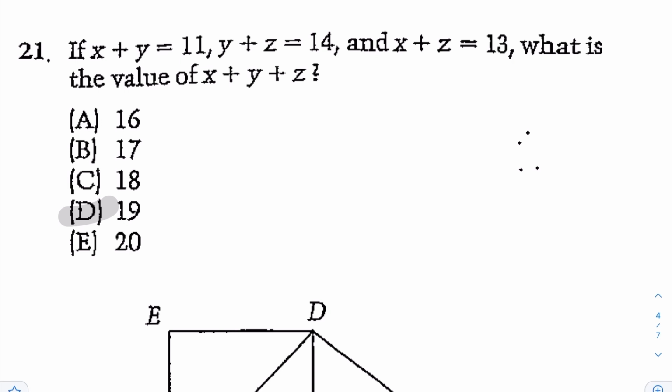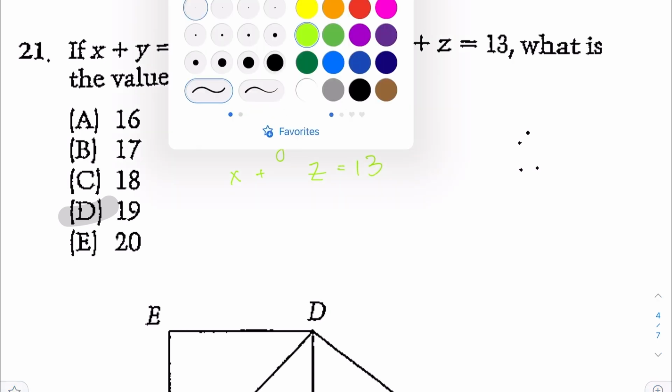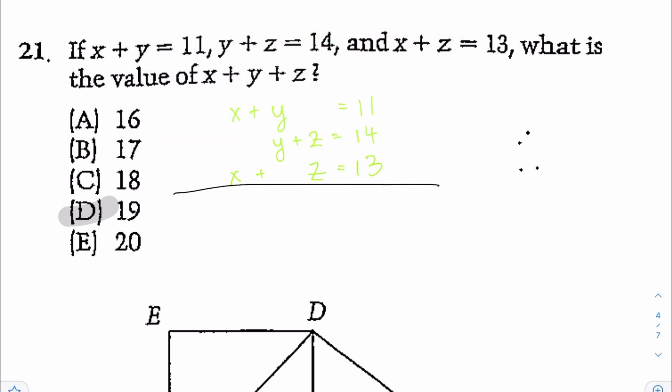However, there is a shortcut here, because if you write everything out, x plus y is equal to 11, y plus z is equal to 14, and then x plus z is equal to 13. Notice that you have 2 instances of each of these variables. So if you add everything up, it's kind of like a variation of the elimination method.